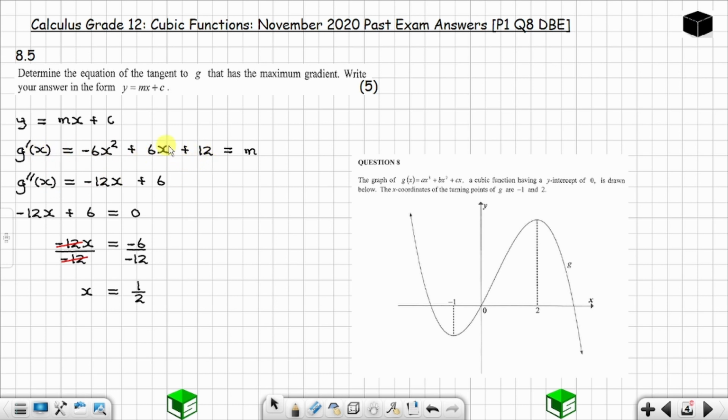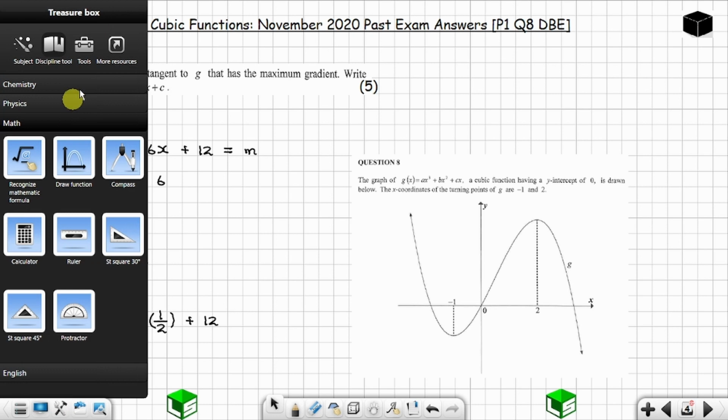So let's plug in there and find out what the maximum gradient is. So m is equal to this, and you plug in the value of x which will give you a maximum gradient. So you have m is equal to negative 6x squared plus 6x plus 12. You plug 1 over 2 in the place of x. Wherever you have x, you plug 1 over 2. So what is the maximum gradient? Use your calculator.